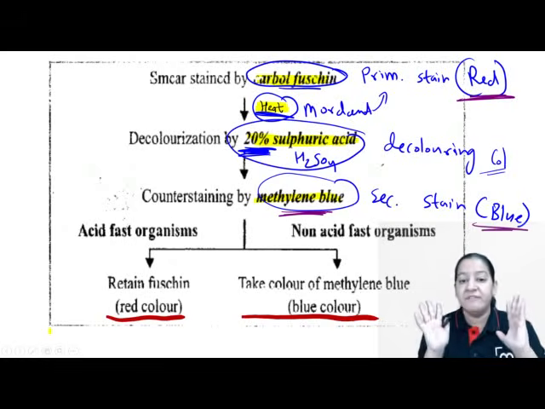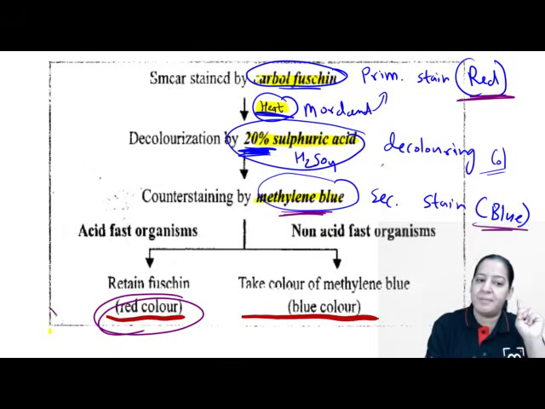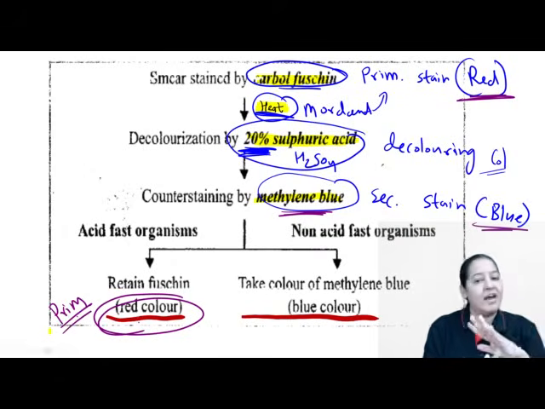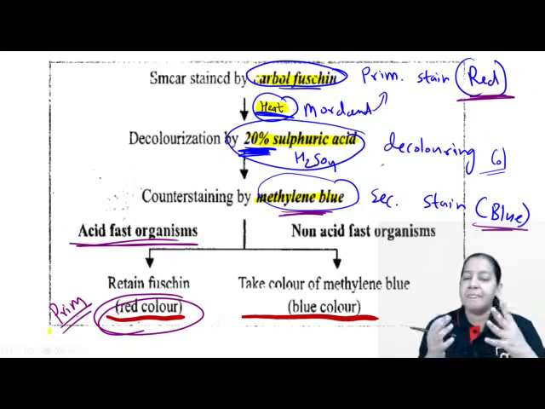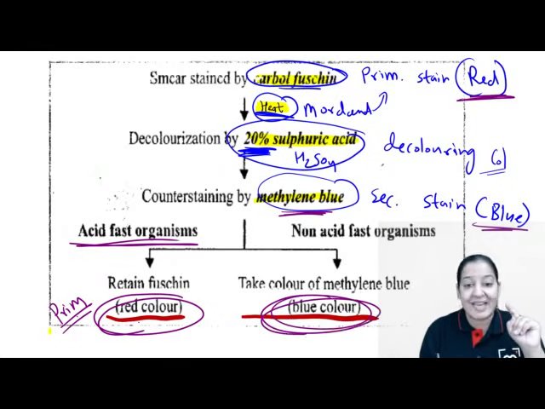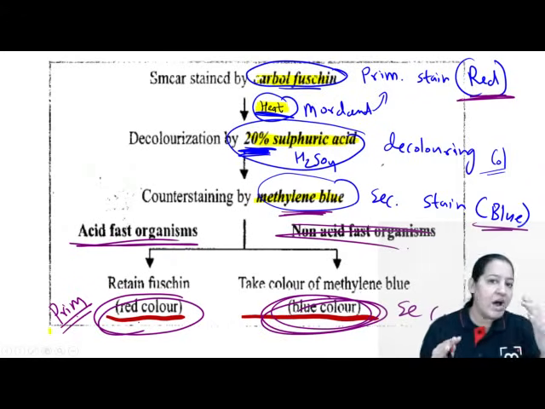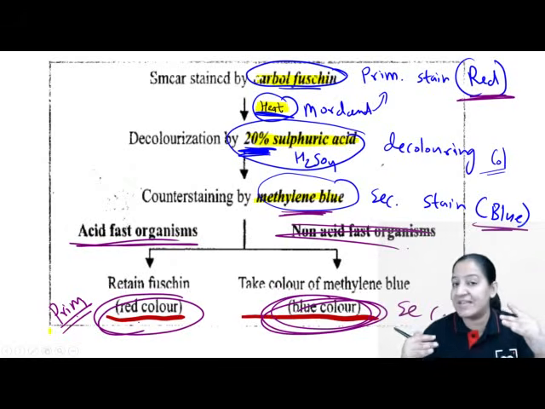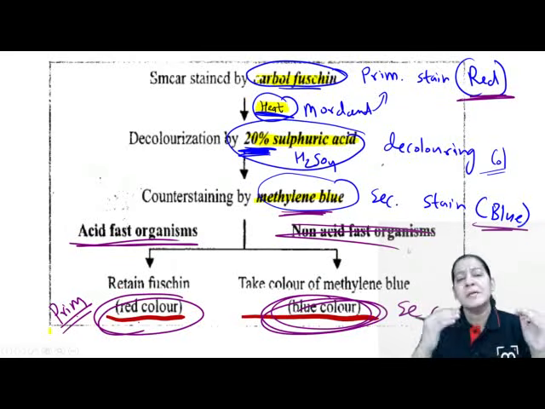Now in the end, we will see two types of organisms. There are some organisms which will retain the primary stain. They retain primary stain color. They remain red only, right? They are resisting decolorizer. These are known as acid fast organisms. And the organisms which lose the primary stain, they are sensitive to decolorizer and they take the color of the secondary stain, right? These are known as non-acid fast organisms. Here it is not gram positive, gram negative. So acid fast positive, acid fast negative, we don't use the terms positive and negative here. We use acid fast organism and non-acid fast organism. So this is the basic.